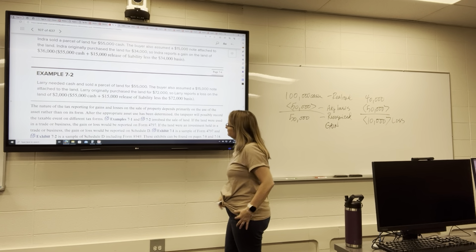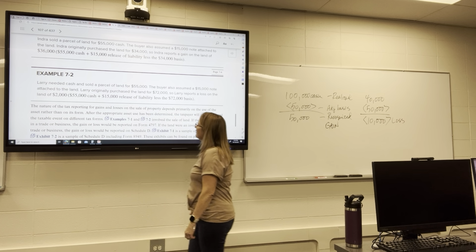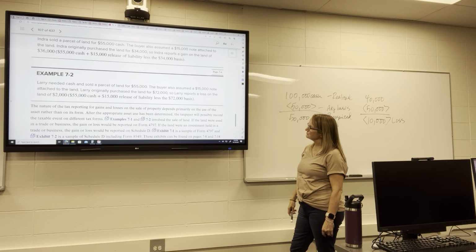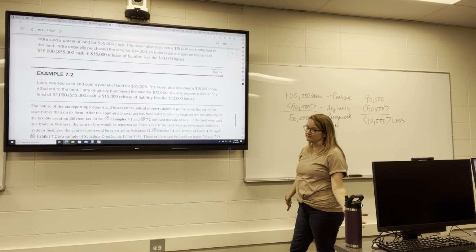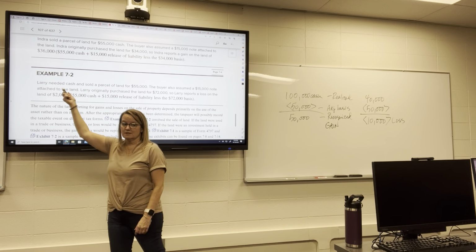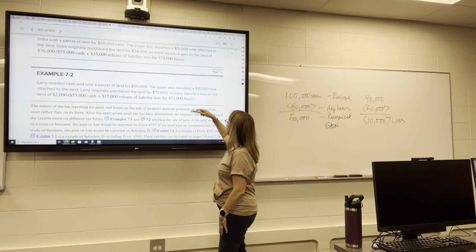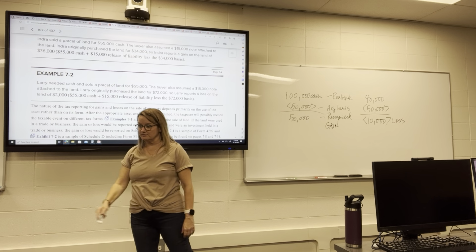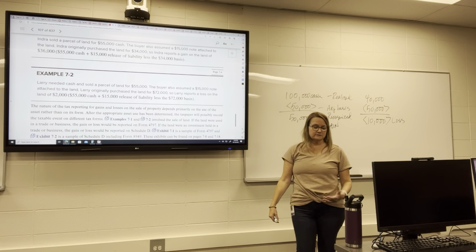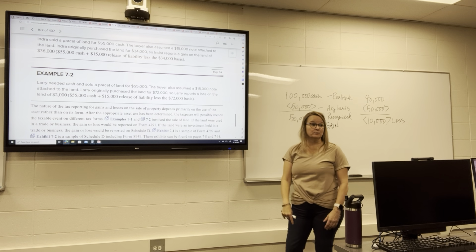Now we've got Larry. So Larry needed cash. He sold a parcel of land for $55,000. The buyer also assumed a $15,000 note attached to the land. So again, $70,000 total. But he originally purchased it for $72,000. So now his basis is $72,000. What he's receiving is $70,000. He now has a loss on that land of $2,000. That $2,000 loss, again, is going to be reported on the tax return, and how we treat it is going to be dependent upon what Larry did with that land.